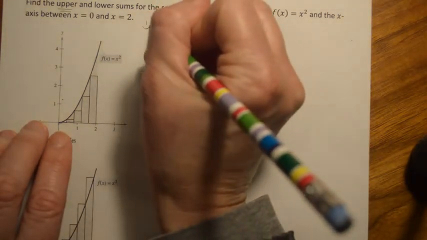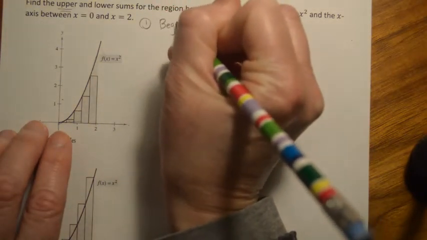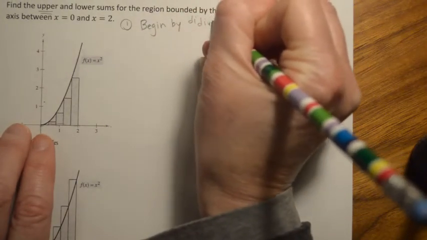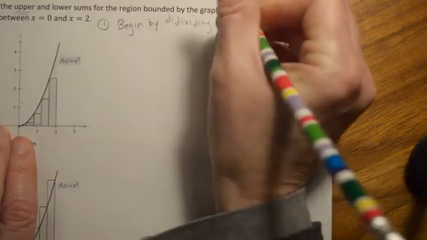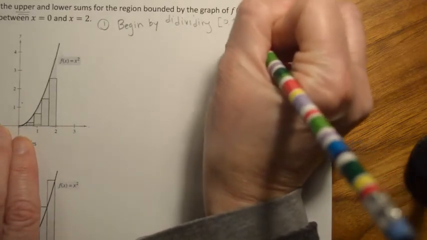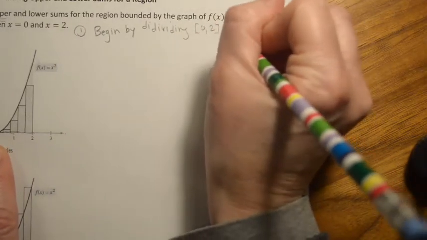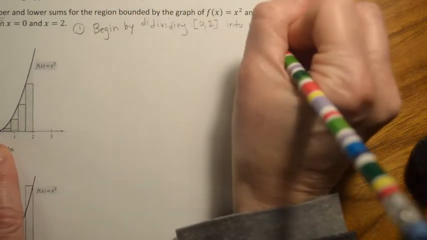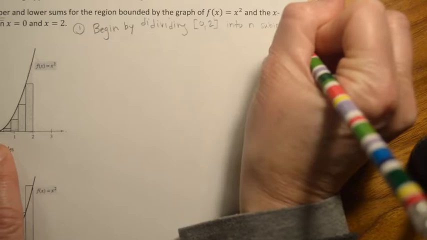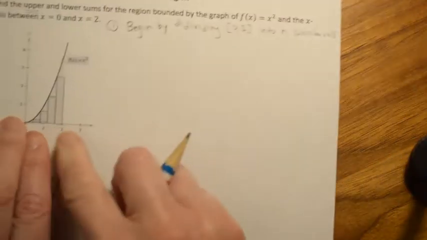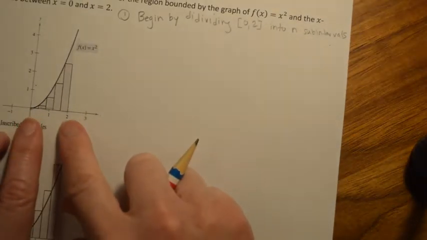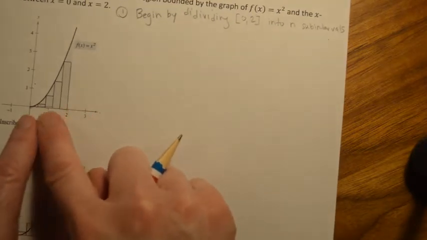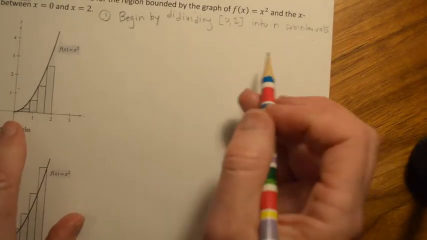Begin by dividing [0, 2] into n subintervals. Again, our picture makes it look like it's divided into 4, but we're just doing that because we need a visual here. But we are going to divide it into n subintervals.